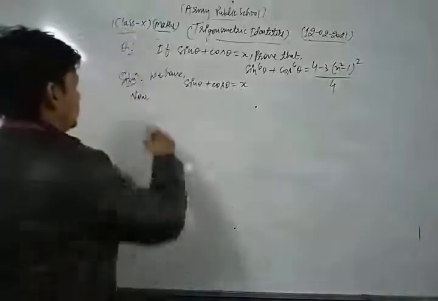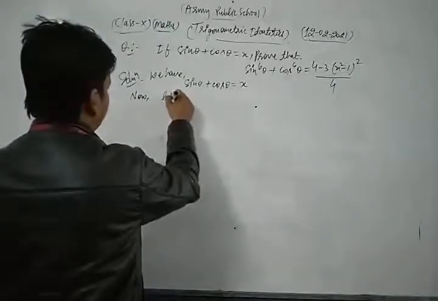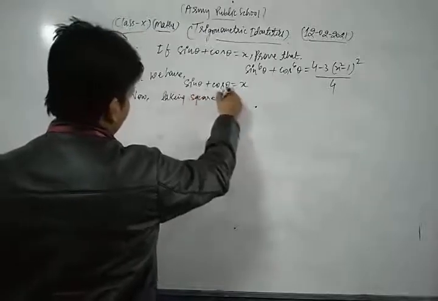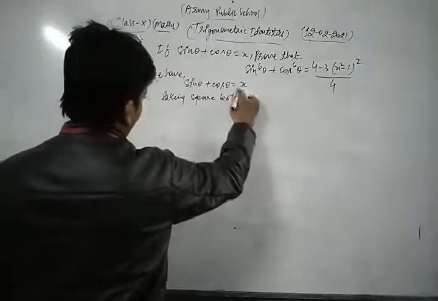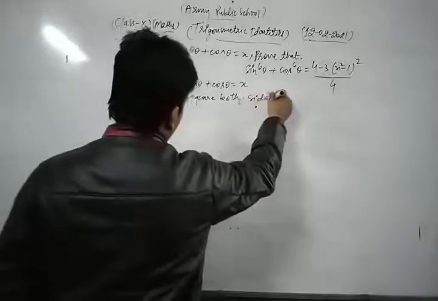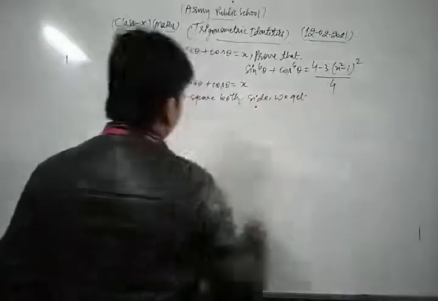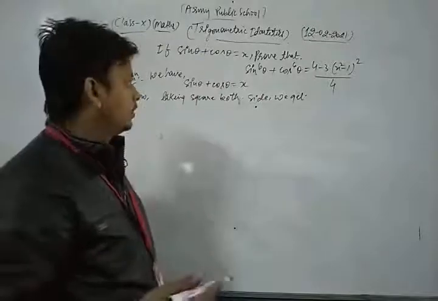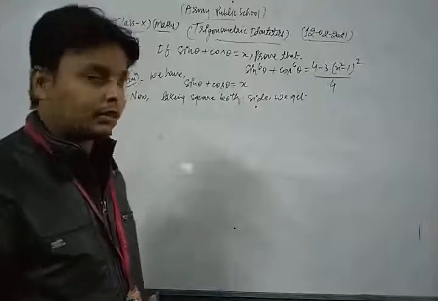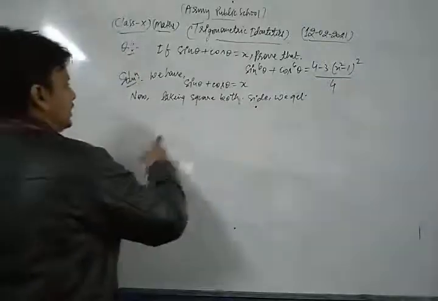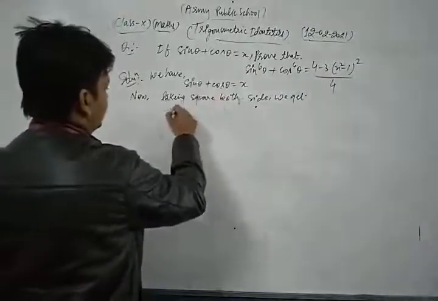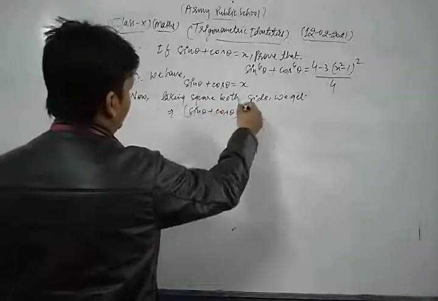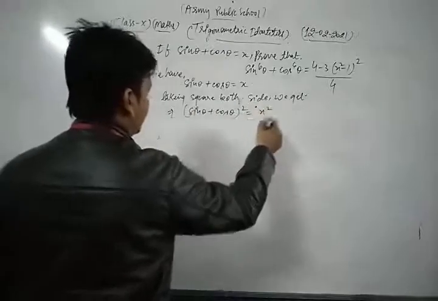Okay. Now, taking square both sides, we find some relationship between x and theta. Let's see, taking squaring both sides, we get (sin theta plus cos theta) whole square is equal to x square.